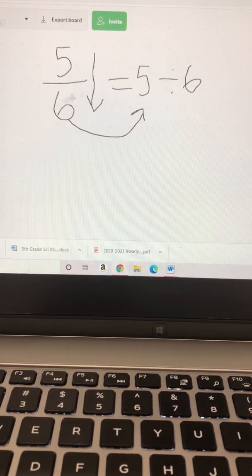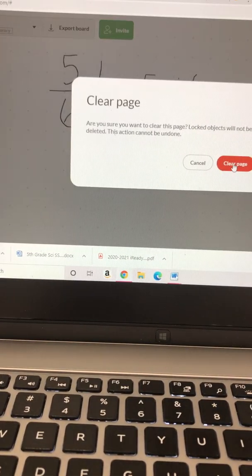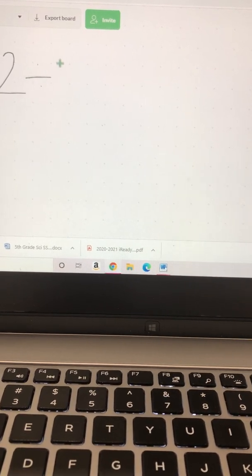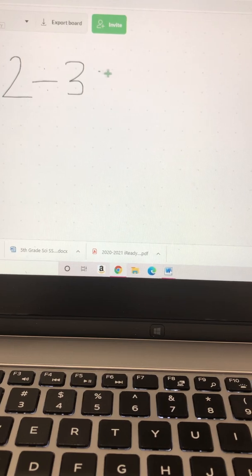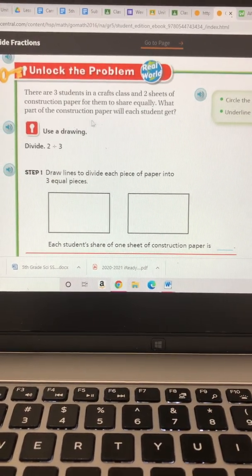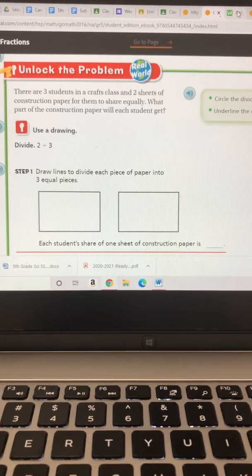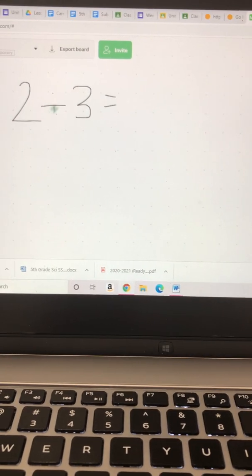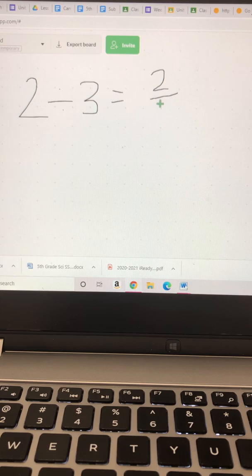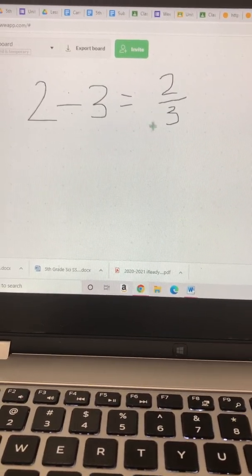So when we write this, we're going to write it as 2 divided by 3, okay? And notice what the question says. It says, what part of the construction paper will each student get? All you have to do is write this like this, 2 over 3. It's kind of like a shortcut. And I'll show you why.